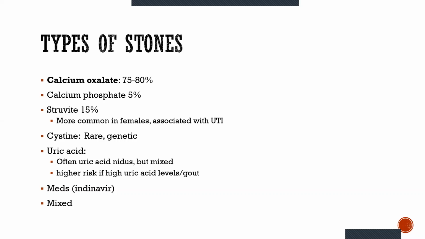You can also get calcium phosphate stones, struvite stones, which are the ones more common in females and associated with recurrent UTIs. Cystine stones are generally genetic, and they're rare and very difficult to treat. Uric acid stones, higher in patients with high uric acid levels or gout. And then there's medications like Indinavir stones related with antiretrovirals. And then you can get stones that are kind of a mix of all of the above.